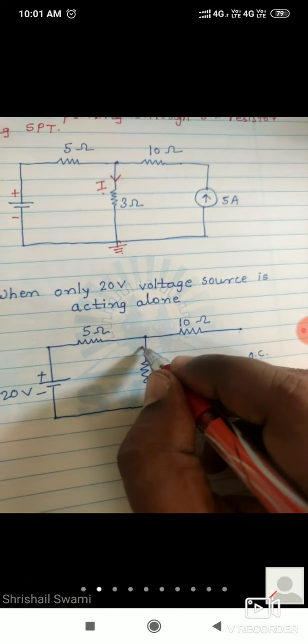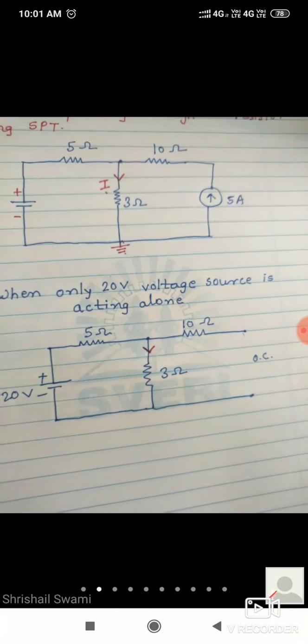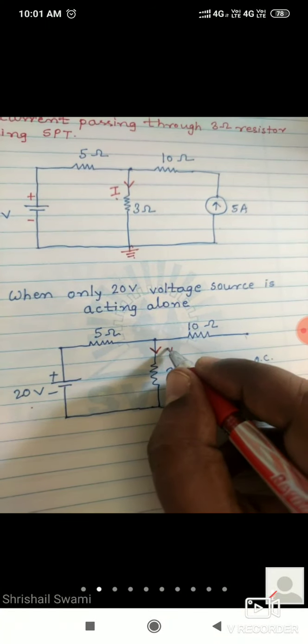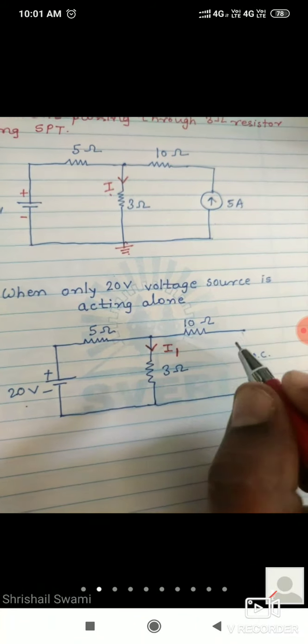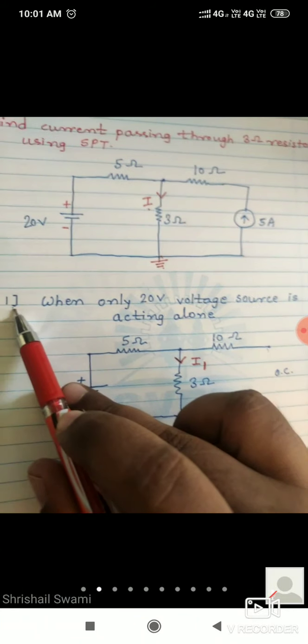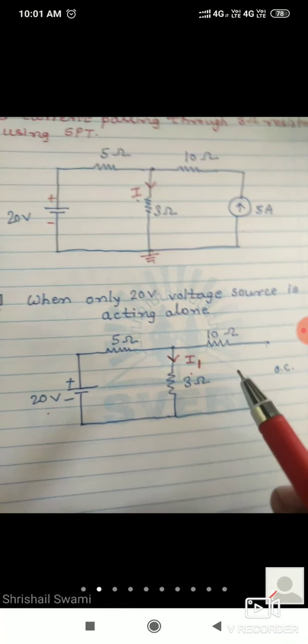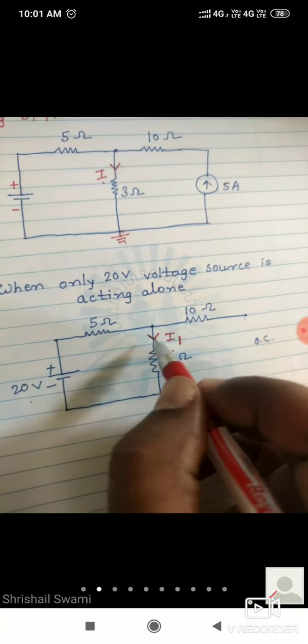Now I will call this response. You have to find the current here with such a circuit, due to this source. That current I will call I1. Why one? Due to the first response, I will give the name as I1. Now how to find out this current I1?